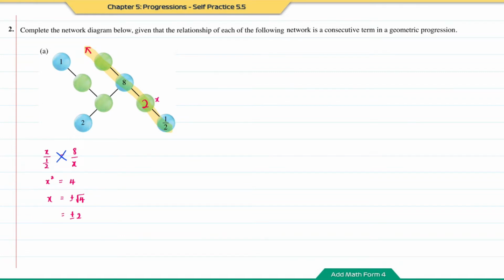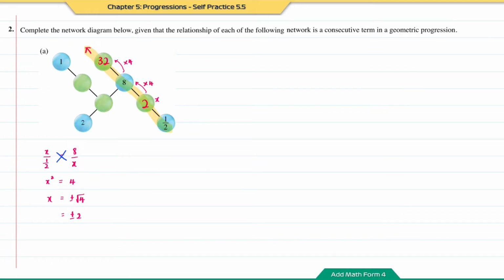Now, if I choose 2 for my x, then if you use the consecutive terms 8 and 2, 8 divided by 2, you'll find that in this geometric progression, you are multiplying the previous term by 4. So for the next one here, 8 times 4, you'll find that this missing term will equal 32.